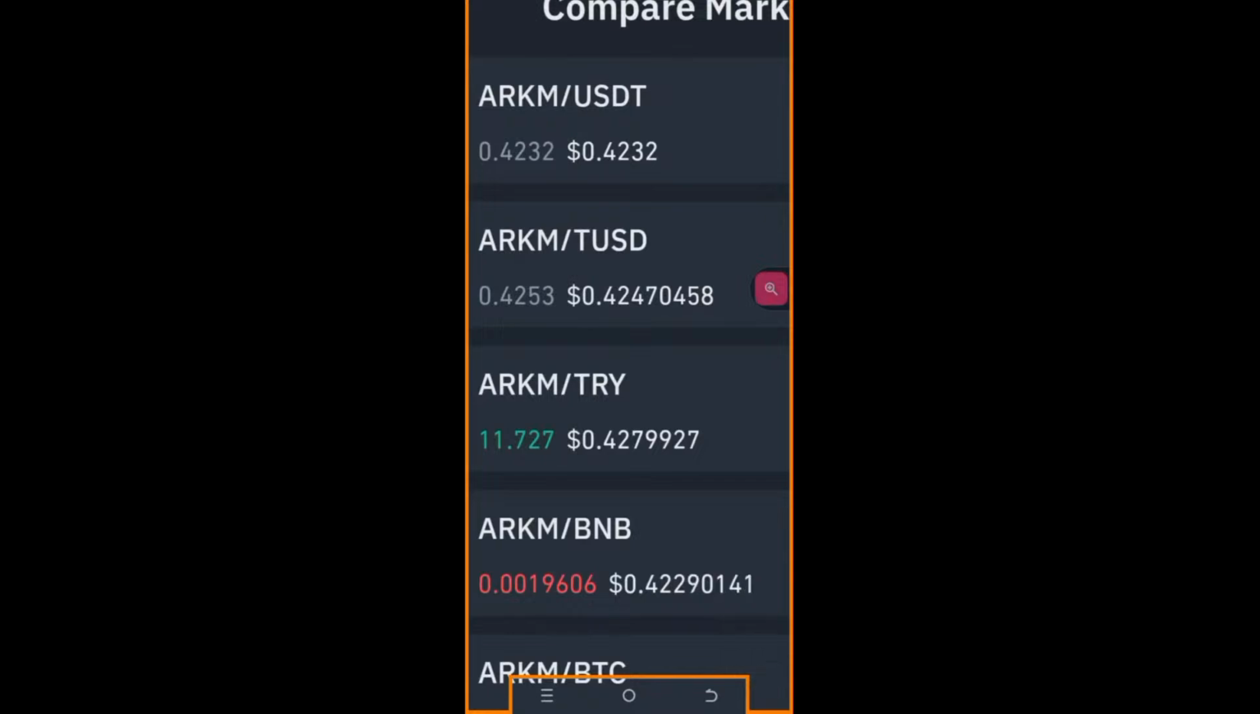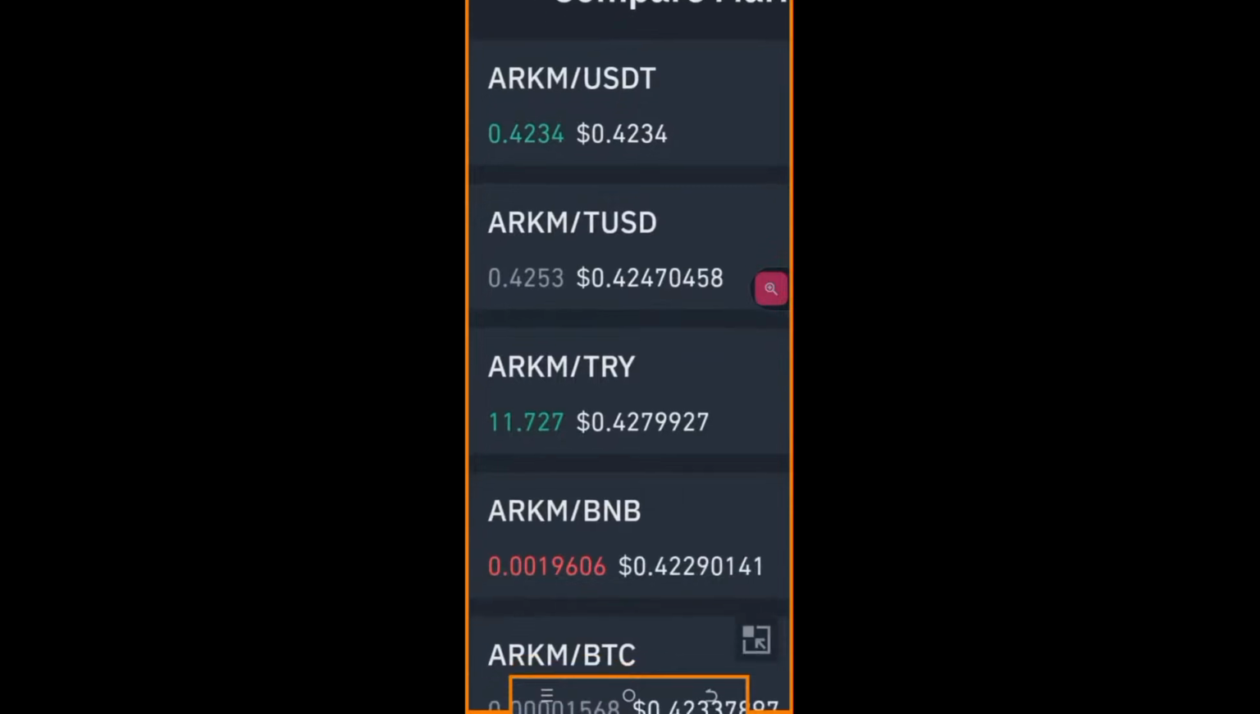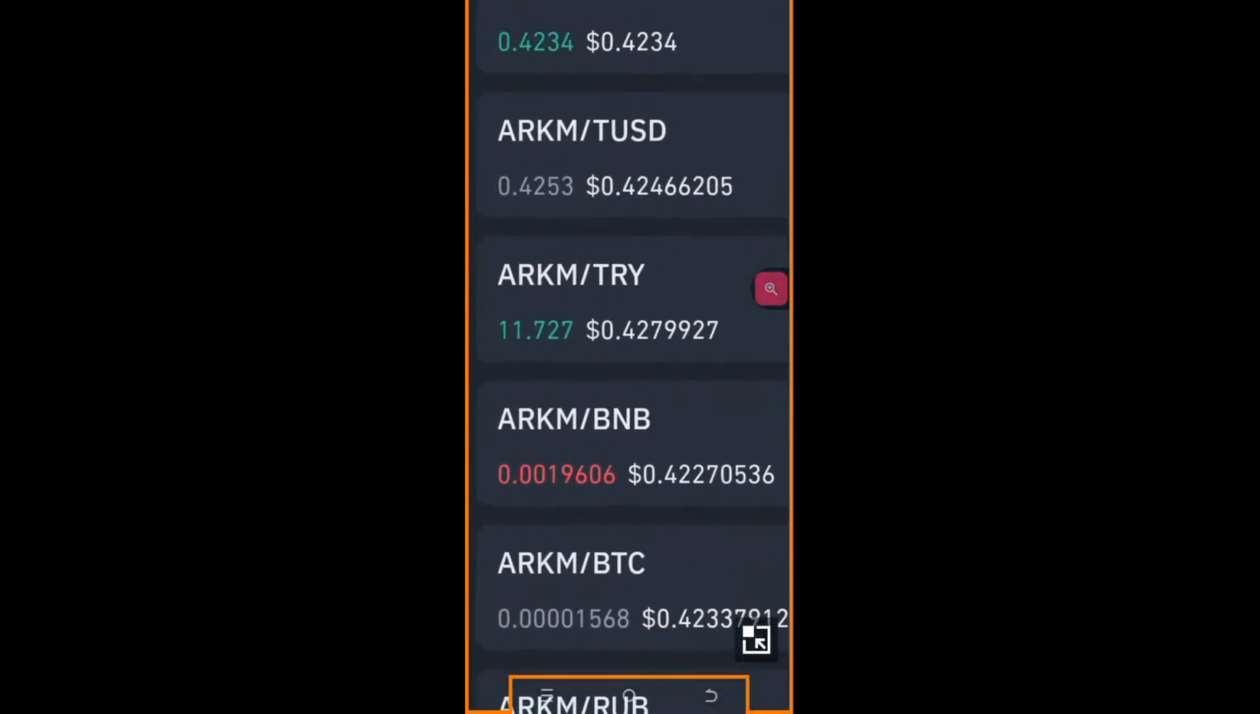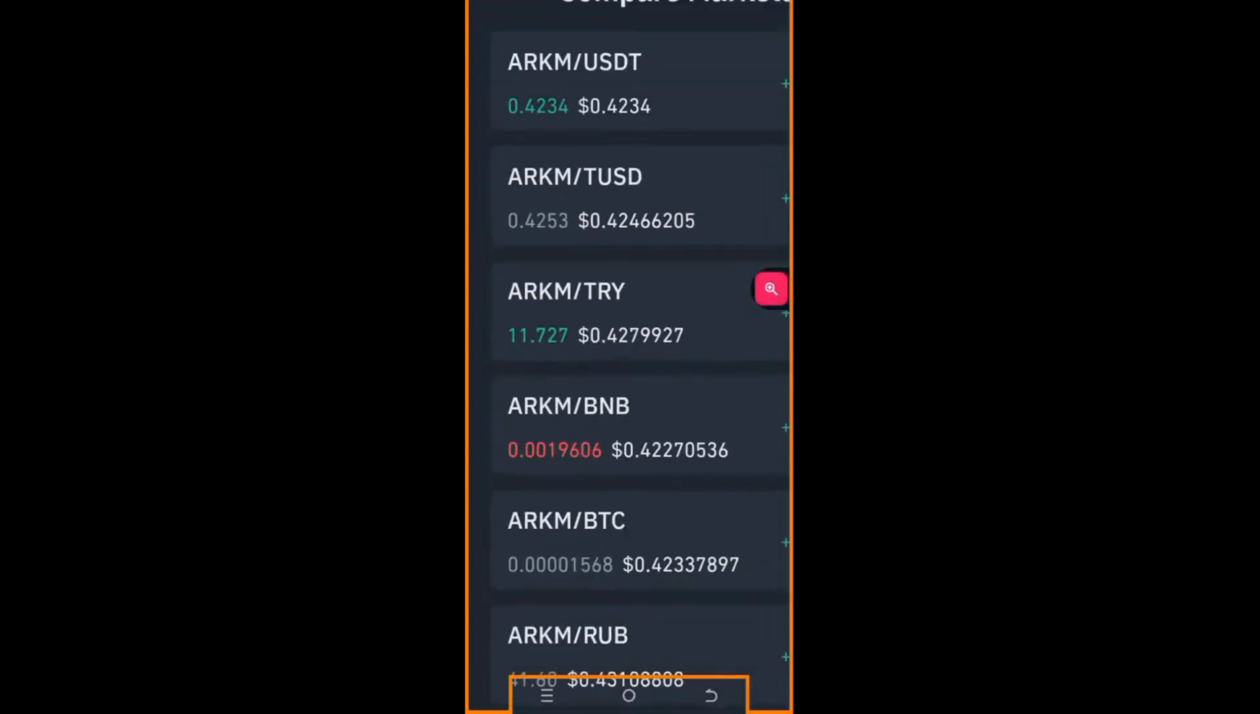So now this is 42 cents. You can see that ARKM USDT is 0.4232. You will see that TUSD is 0.4247, right? There's a difference between 32 and 46. Can you see that? The first two numbers are the same. And you can see here ARKM TRY is 0.4279, and that's how it goes. That's how you spot the differences.